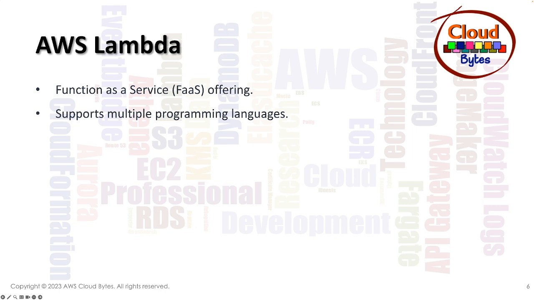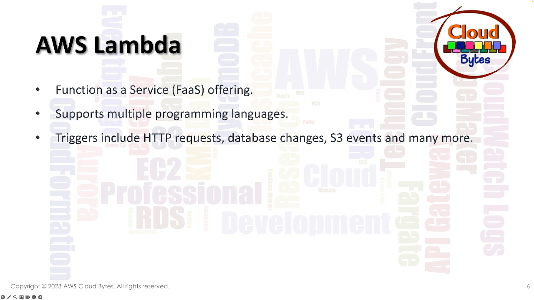is having experience with. The triggers that can trigger an AWS Lambda are an HTTP-based request, database changes, S3 events, you can have DynamoDB events, SNS, and many more. Let's look at the usage of AWS Lambda. They're primarily an ideal service for microservices and for building event-driven applications.